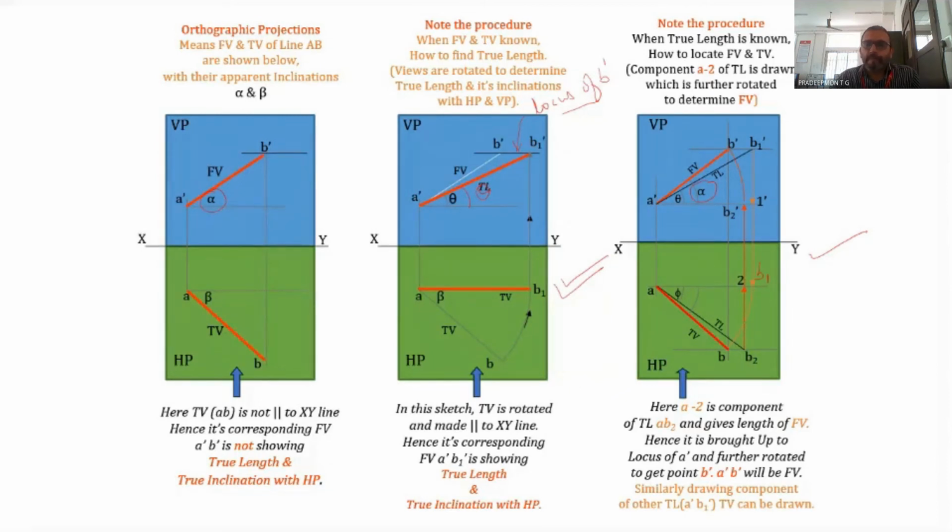So in the last figure, here is A and here is 2. So A2 is a component of the true length. AB2 is the true length, and A2 is a component of AB2, and it gives you the length of the front view. So that length of the front view is brought up, A dash B2 dash. This forms a rectangle. So A dash B2 dash is the same as A2.